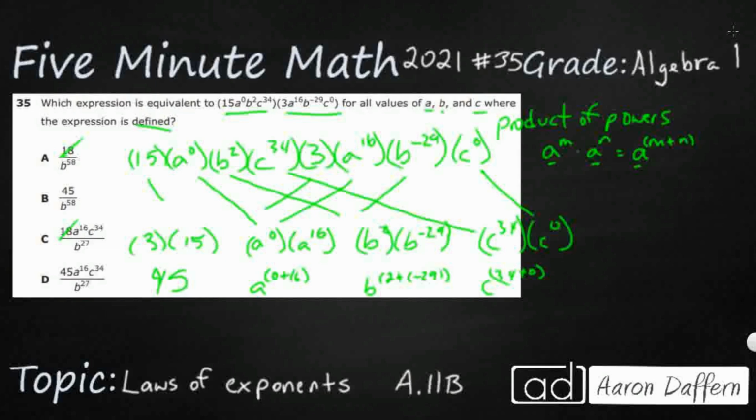All right, so how does that simplify? Well, it looks like it's going to be 45, A to the 16th, B to the 2 plus negative 29. It's going to be negative 27. And then C to the 34. Now, let's talk about that right there. So what happens when we have a negative exponent?